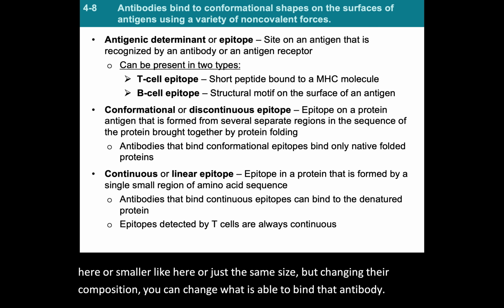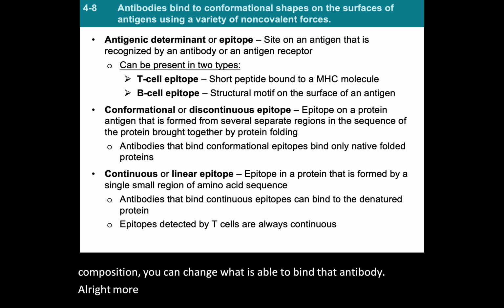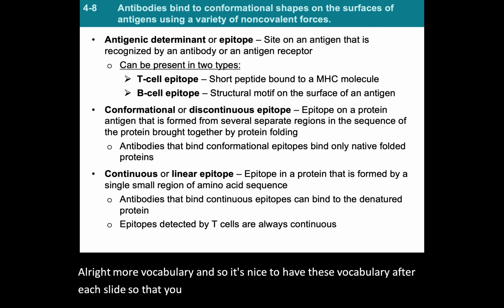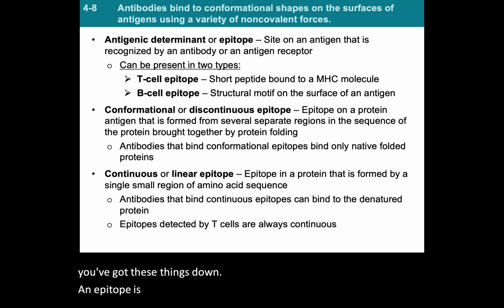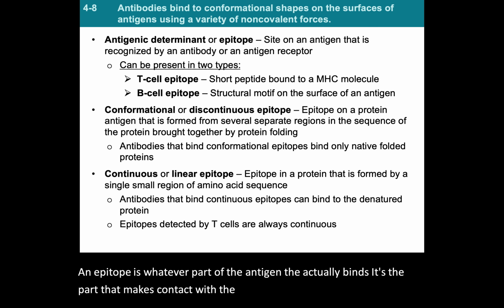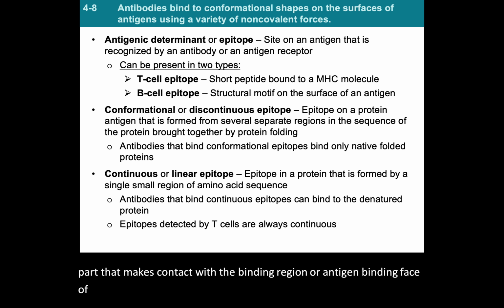All right, more vocabulary. And so it's nice to have these vocabulary after each slide so that you can make your little flashcards and make sure you've got these things down. So an epitope is whatever part of the antigen the antibody actually binds. It's the part that makes contact with the antigen binding region or antigen binding face of an antibody.